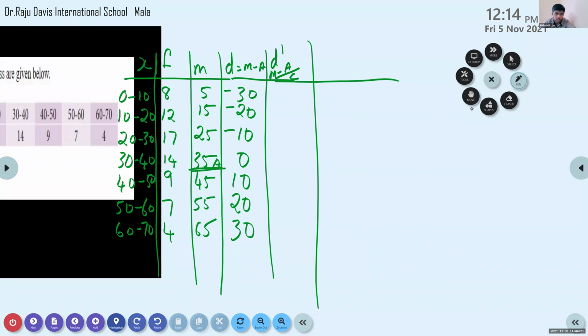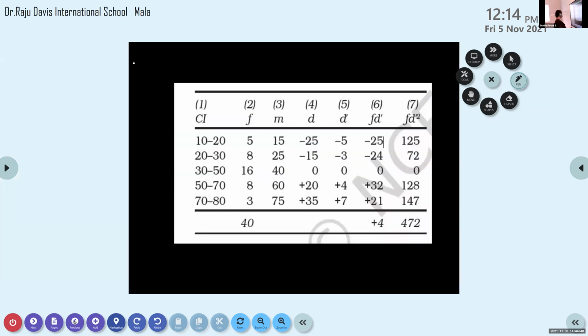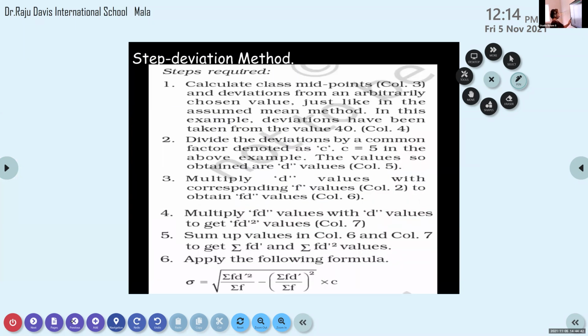Ma'am, we are taking common factor from midpoint, right? No, D only you have to take, not midpoint. Common factor of D, the deviations. Divide the deviations by a common factor denoted C. Deviations have been taken from value C. From deviations you can take.